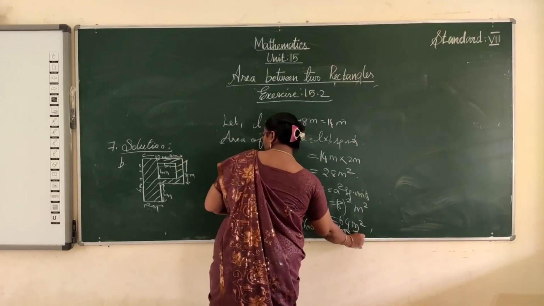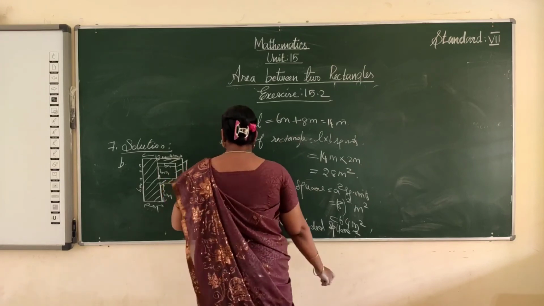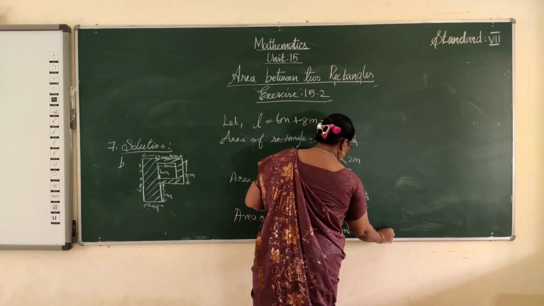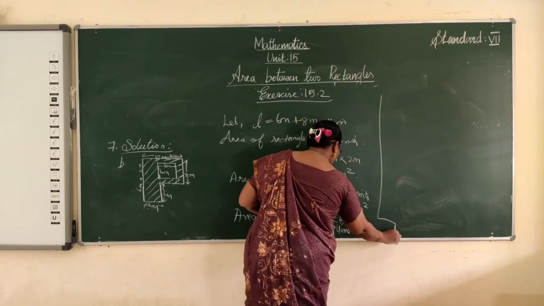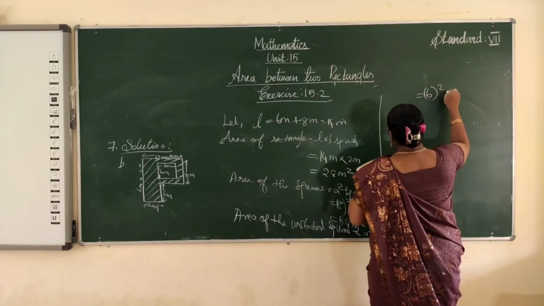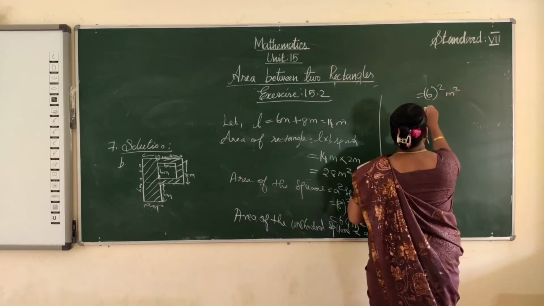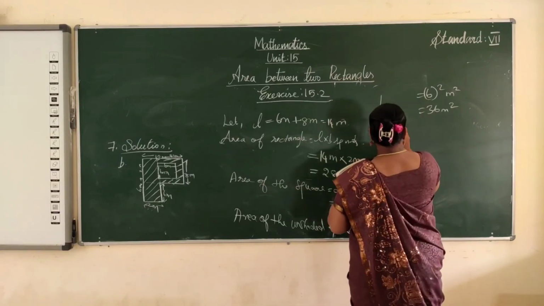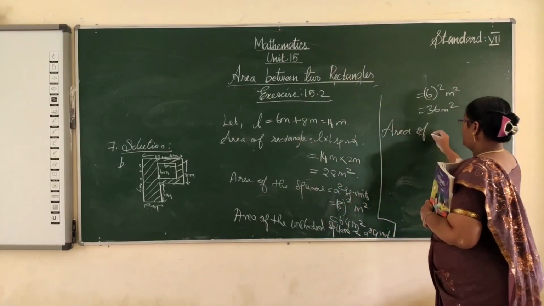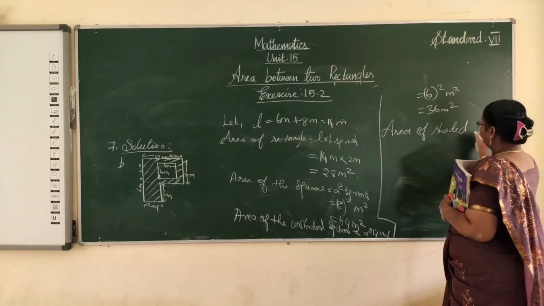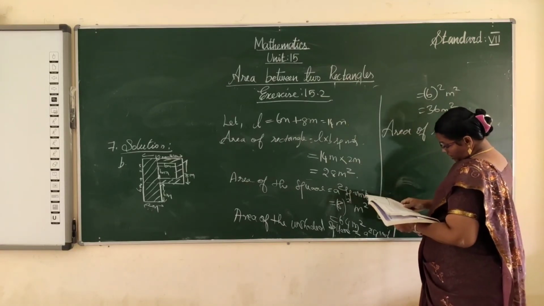It is equal to the value given, 6 centimeter is given. So a square unit is equal to 6 square, so 36 meter square. Now we have calculated the area of the shaded portion given.